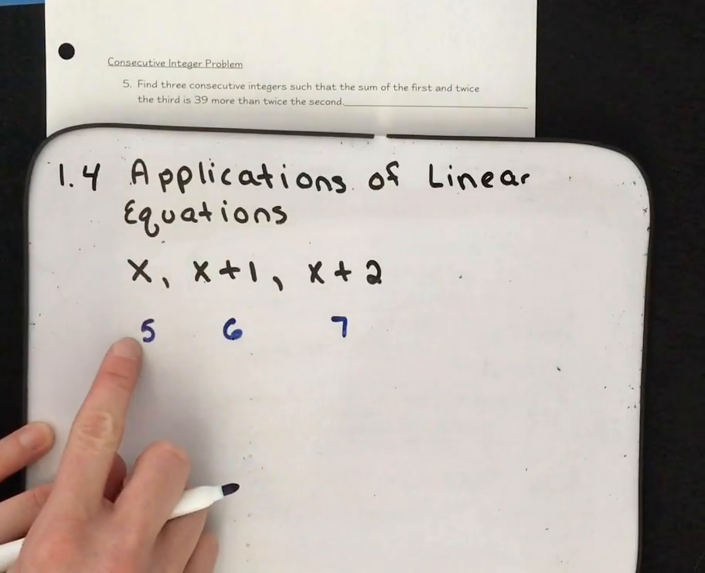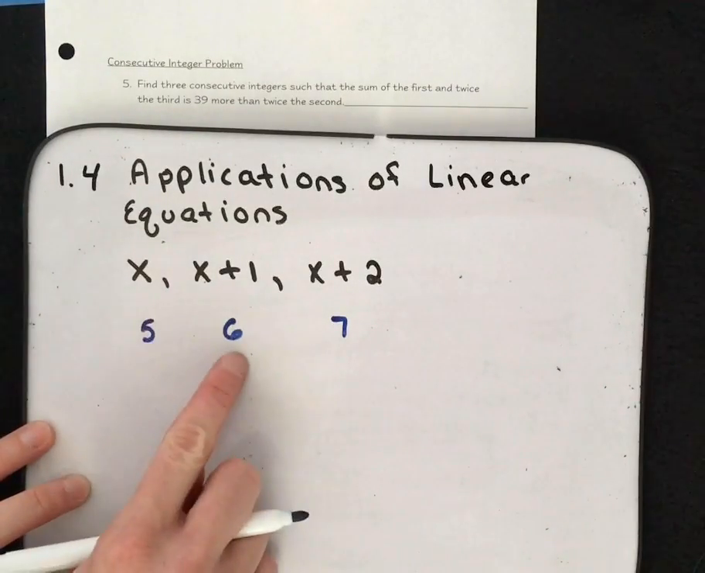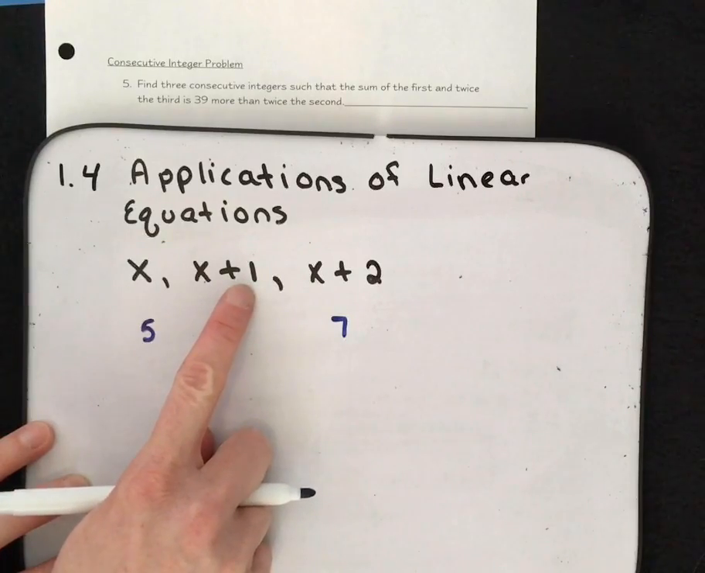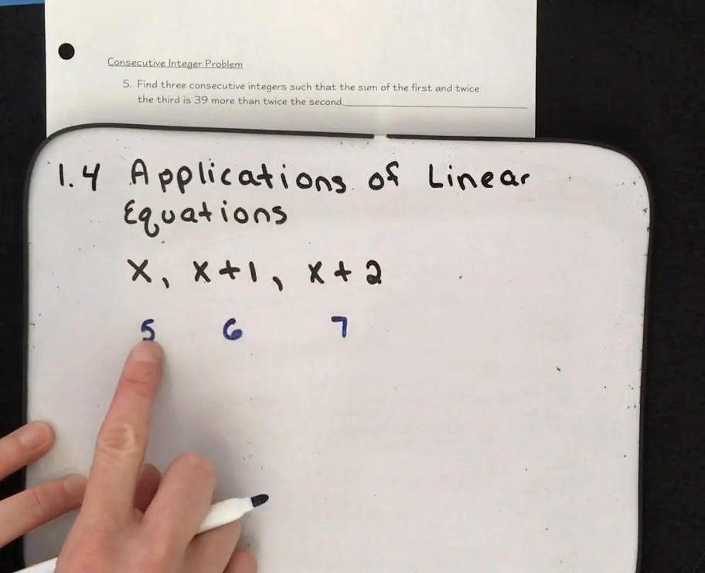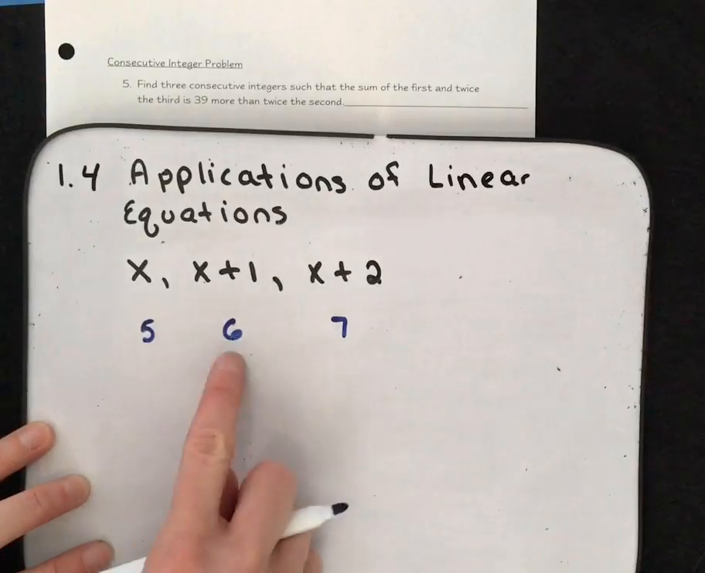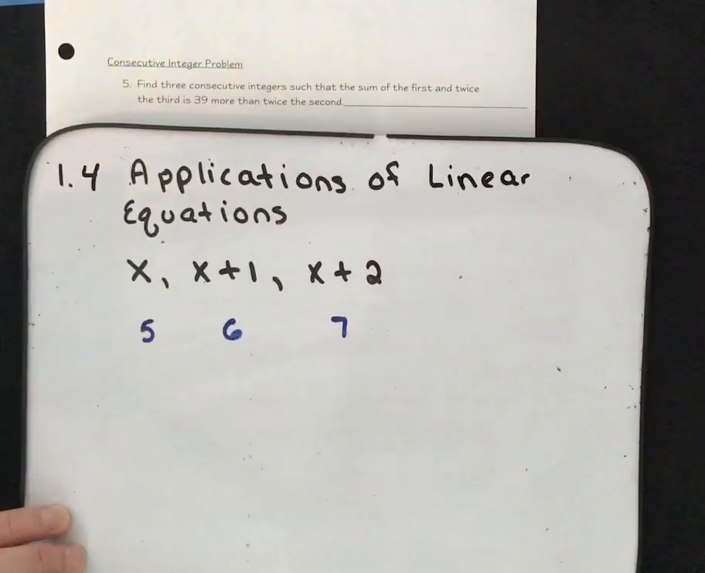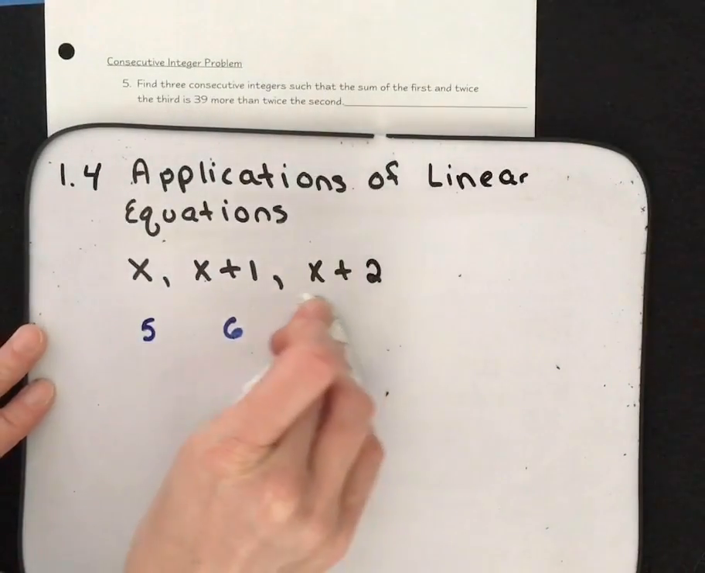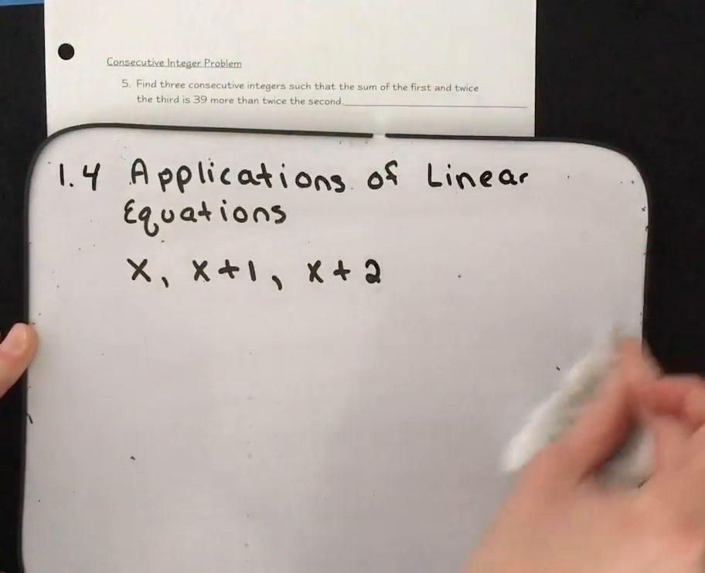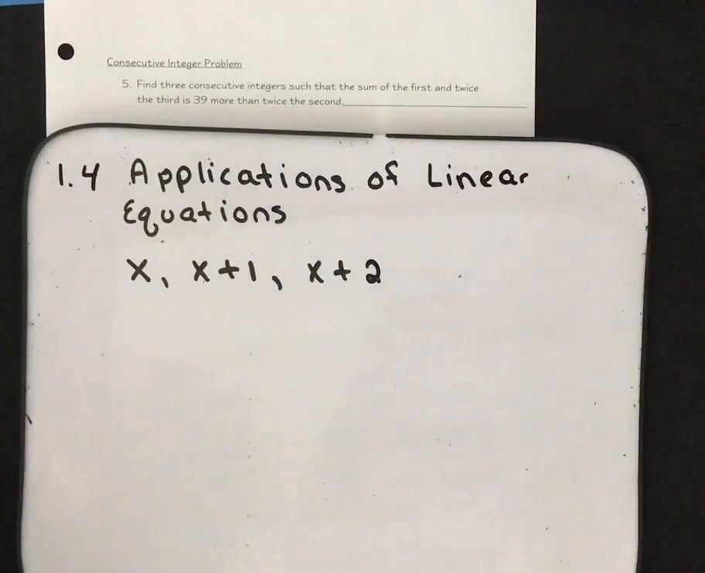So the first one would be 5, so that means the next one would be 5 plus 1. So that's how we got the x plus 1. And that means the one after that would be x, our original, plus 2, 5, 6, 7. So that's how we got x plus 2. Now in this case, 5, 6, and 7, that was just to give you an example of how we got the x plus 1 and the x plus 2. So let's get rid of that because it doesn't relate to our problem.